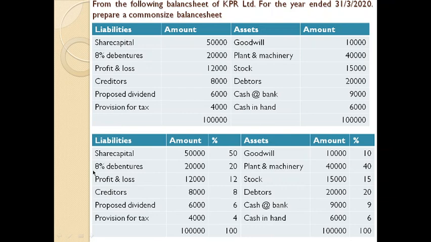Same case in debentures, there is 20,000 rupees. The percentage can be identified by the equation 20,000 divided by 1 lakh, you will get 20%. Same for profit and loss account, 12,000 divided by 1 lakh, 12%. Followed by creditors, 8,000 divided by 1 lakh, 8%. Proposed dividend, 6,000 divided by 1 lakh, 6%. Finally, provision for tax, 4,000 divided by 1 lakh, 4%.